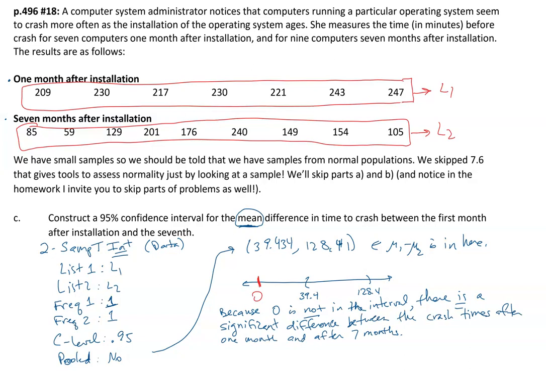So reading it all again, because 0 is not in the interval, there is a significant difference between the crash times after 1 month and after 7 months. And in fact, we can be more specific because mu1 minus mu2 is positive, then mu1 is greater than mu2. The crash times after 1 month, the times were longer and they got shorter. So after 7 months, the crash times are shorter. The machines are, in fact, crashing more quickly.